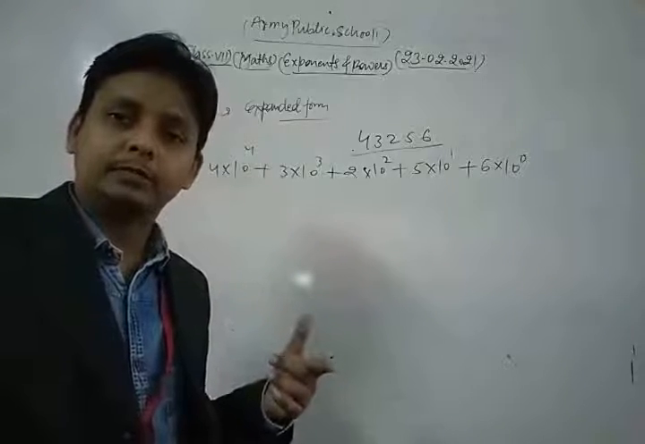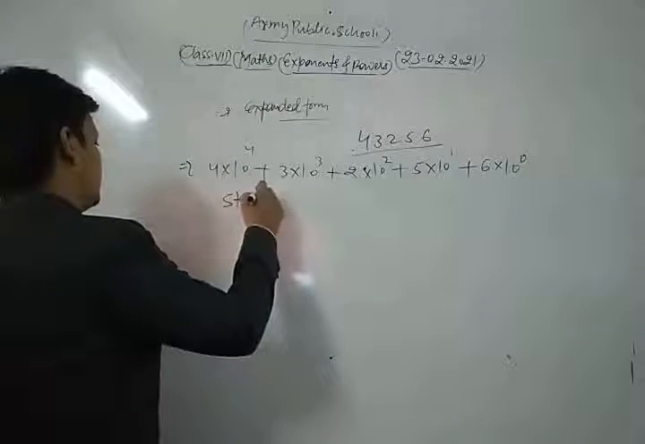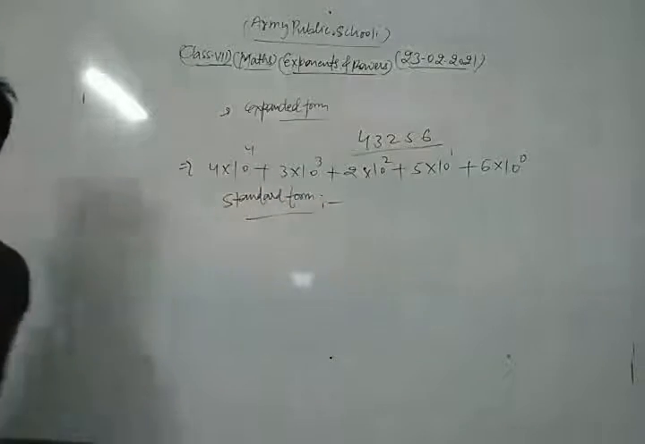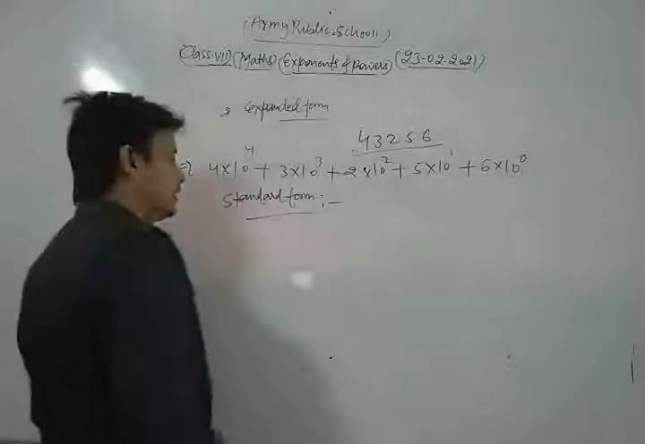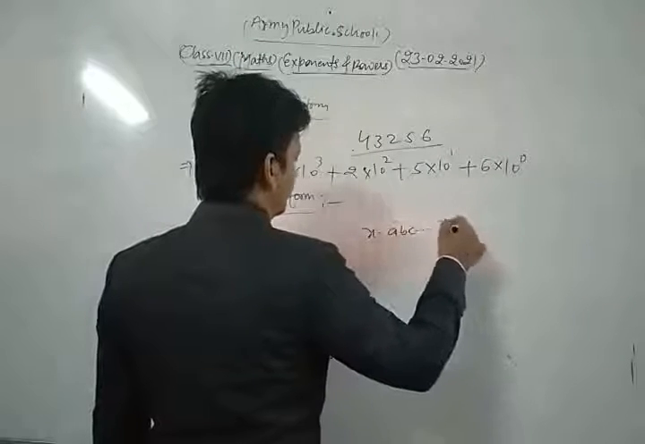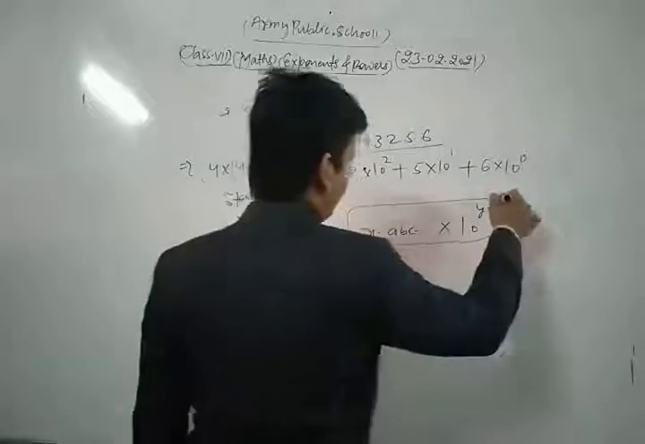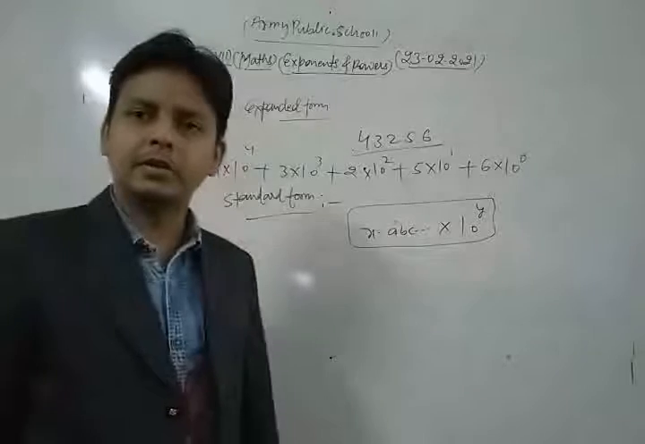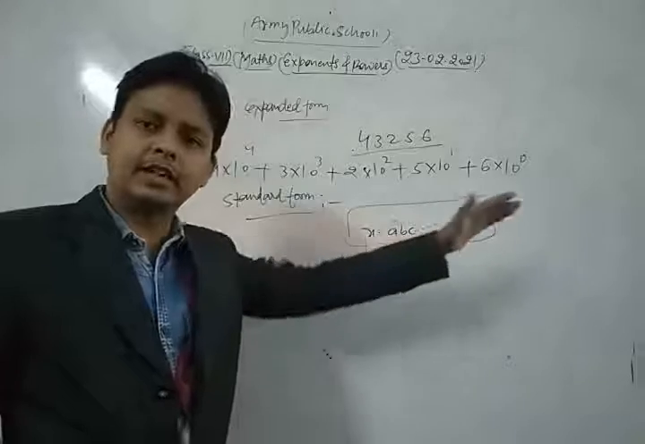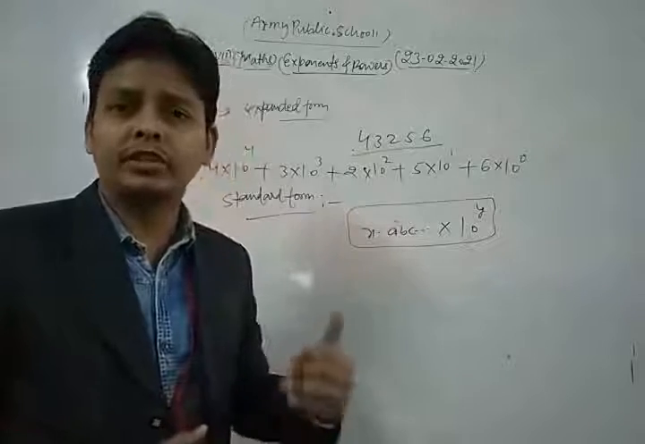Now the second one is standard form. Let's see what is the concept of the standard form of a number. If any number is written in this way, x point a b c and so on, into 10 to the power y, then this is the standard form of a given number.